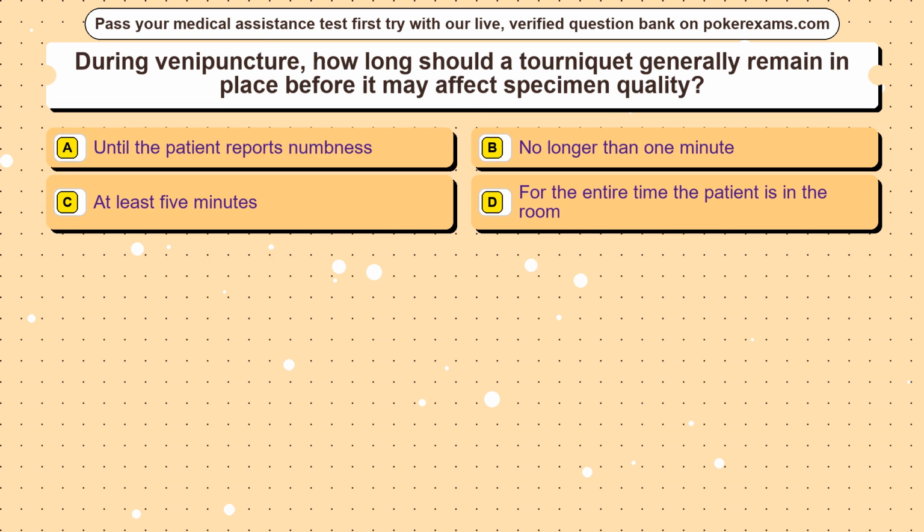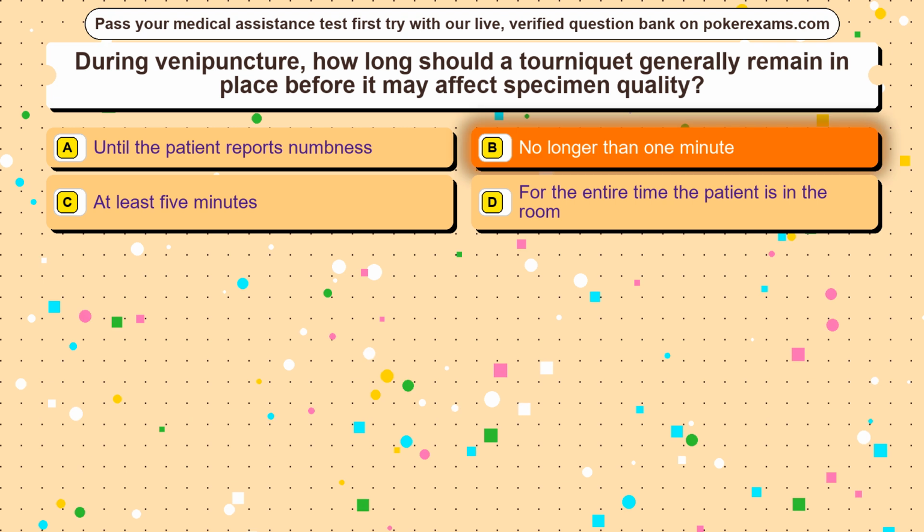Question 26. During venipuncture, how long should a tourniquet generally remain in place before it may affect specimen quality? Option A. Until the patient reports numbness. Option B. No longer than 1 minute. Option C. At least 5 minutes. Option D. For the entire time the patient is in the room.